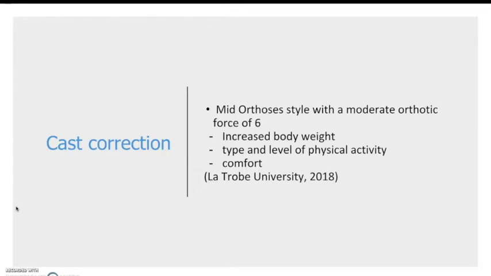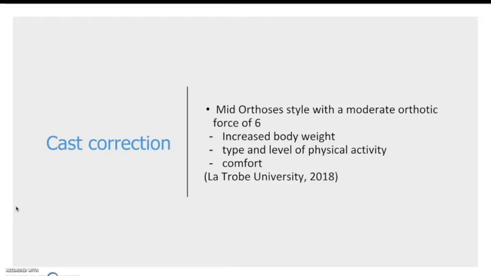Cast correction. The most suitable cast correction for Paul would be a mid-orthosis style with a moderate orthotic force of 6. This is taking into consideration 3 important factors of body weight, type and level of activity, and comfort. Paul is wanting to increase his fitness levels, and this can be associated with an initial increased body weight.